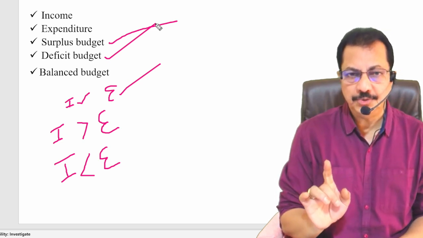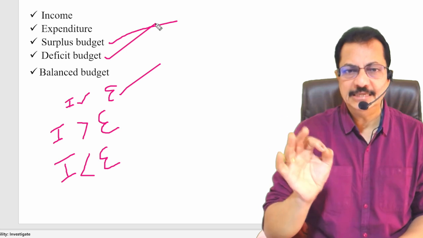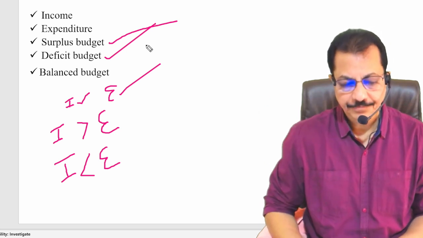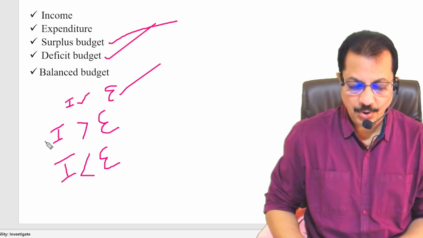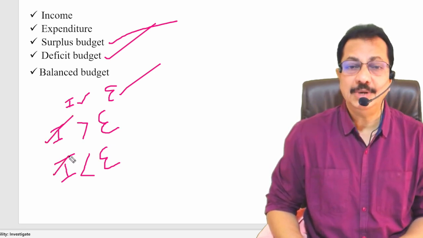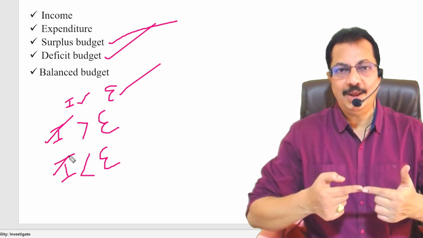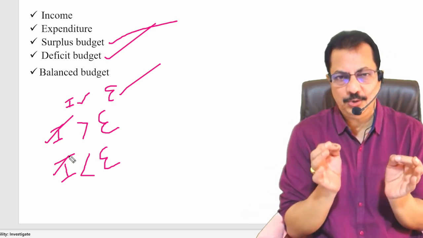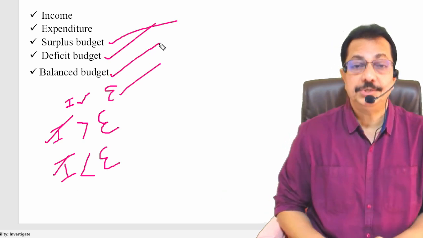They will ask you in the examination, what is a surplus budget, what is a deficit budget. Clear? Right? So now you know very clearly, if income is more, surplus budget. If income is less, that is called a deficit budget. Sometimes both are the same, equal. Income is equal to expenditure, and hence it is called a balanced budget.